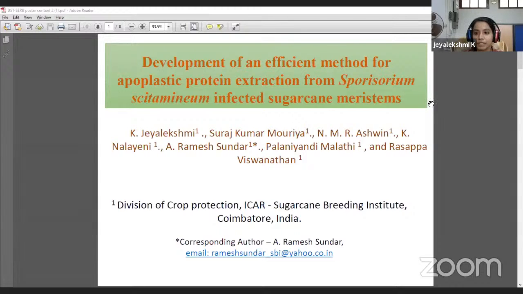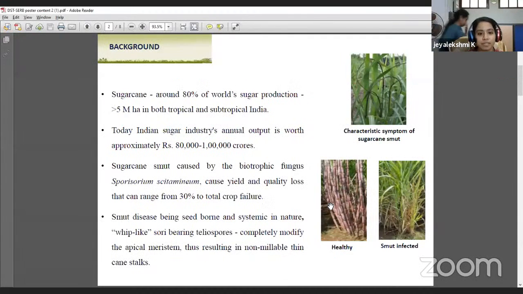Sugarcane is industrially important for sugar production. Around 80% of the world sugar production is from India. But nowadays, sugar production decreases due to many diseases. Smut disease is one of the major diseases, caused by Sporisorium scitamineum. The characteristic symptom of sugarcane smut disease is the development of whip-like structures in the sugarcane plant.